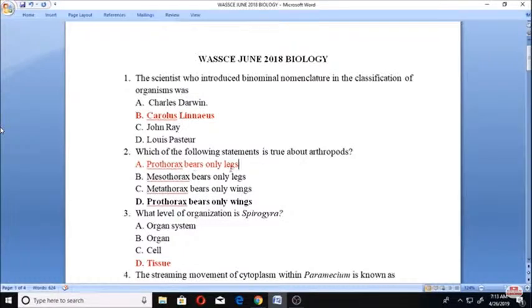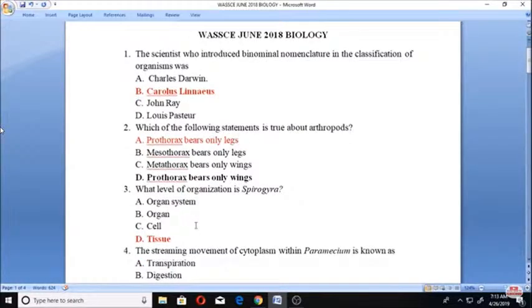When we're talking about arthropods, your mind should always go to insects, though some fossil groups possess wing-like projections. Now let's look at question 3. What level of organization is Spirogyra? Spirogyra is actually at the level of tissue, not cell.